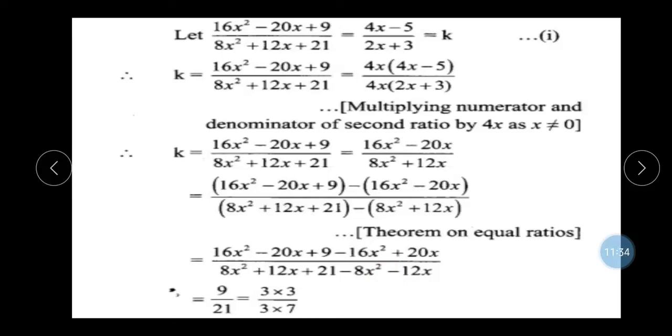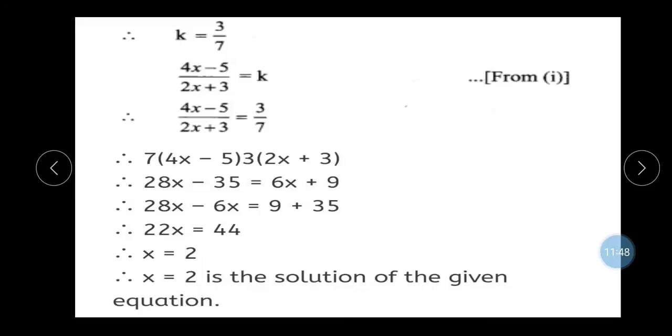What will remain is 9 upon 21. Further, we can reduce it by the table of 3 because they both are in the table of 3. So 3 into 3 upon 3 into 7. 3 gets cancelled. What remains is 3 upon 7. Therefore, k is equal to 3 upon 7.